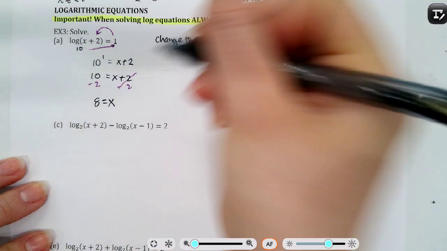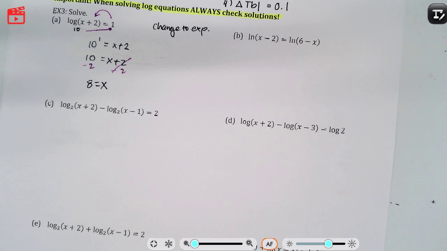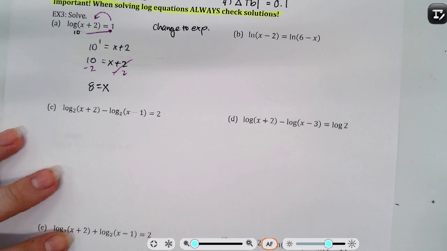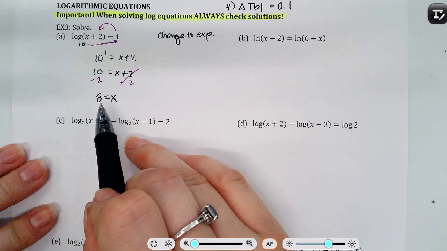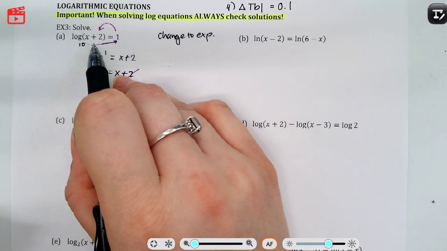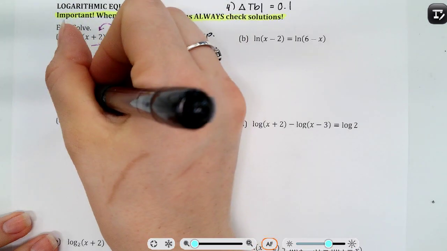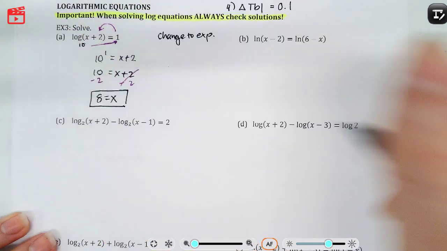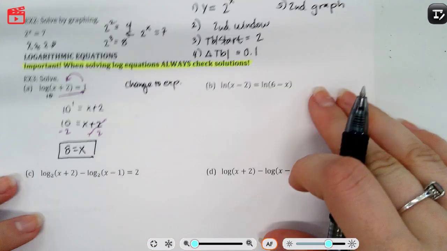8 equals x. Okay, so before I box my answer and run away happily, I need to check. When I plug the value of 8 into my logarithm, is it still positive? Well, 8 plus 2 is 10. So, yeah, we're all good. Okay, now you may run away happily. Okay, well, not yet. We still have these to finish.